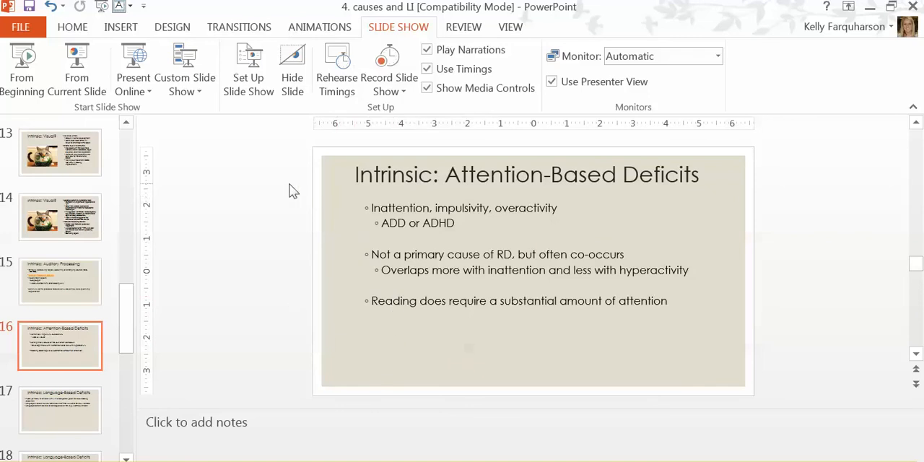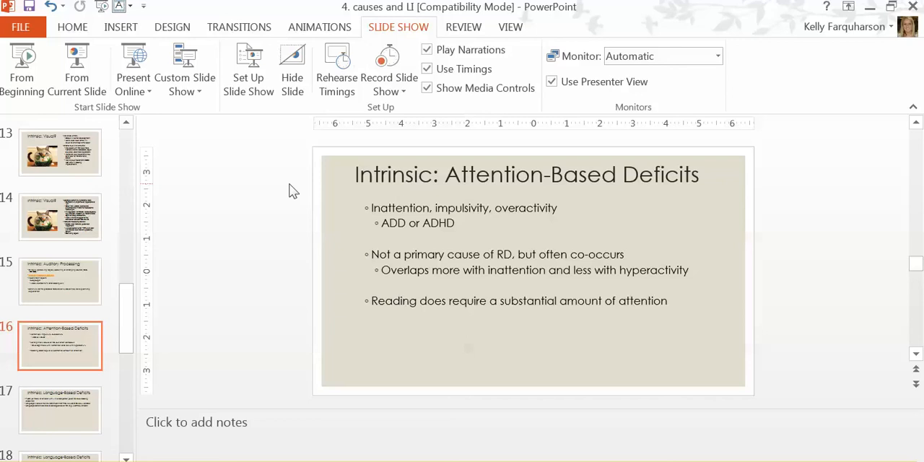The next intrinsic cause is attention-based deficits, and these are characterized by inattention, impulsivity, overactivity. We see these as labels with ADD, attention deficit disorder, and ADHD, attention deficit hyperactivity disorder. This is definitely not a primary cause of a reading disability, but it often co-occurs. And it actually overlaps more with an inattention-based deficit as opposed to a hyperactivity. So if you see individuals who have a diagnosis of ADD, and they don't have the hyperactivity piece, they are more likely to have difficulties with reading.